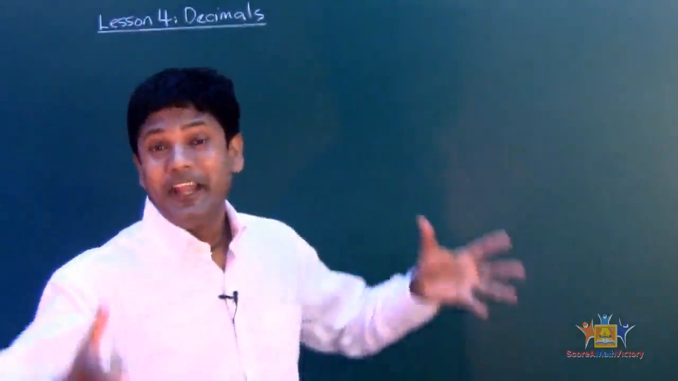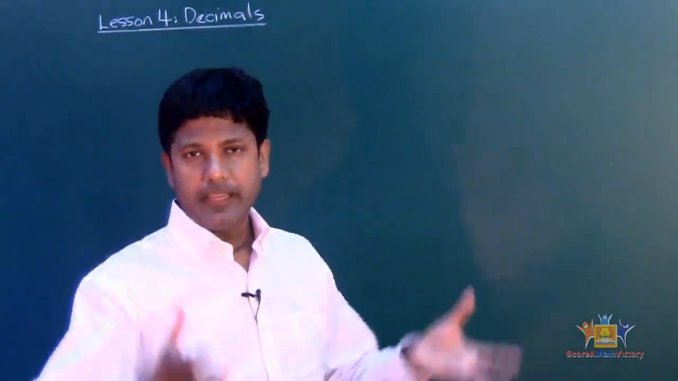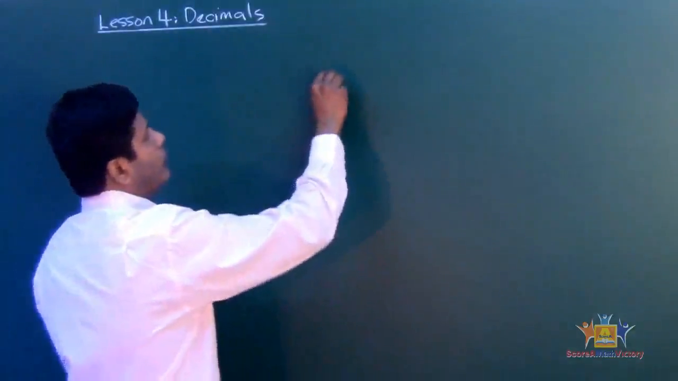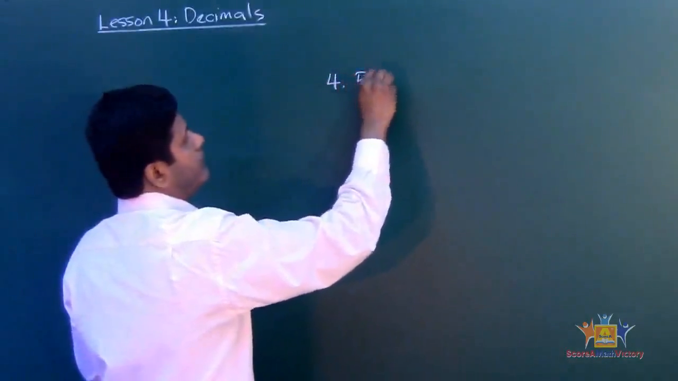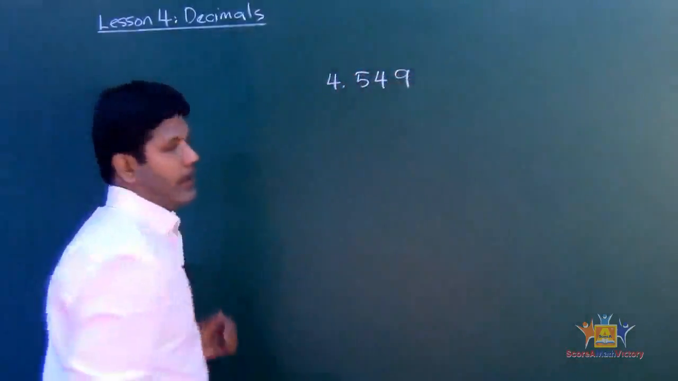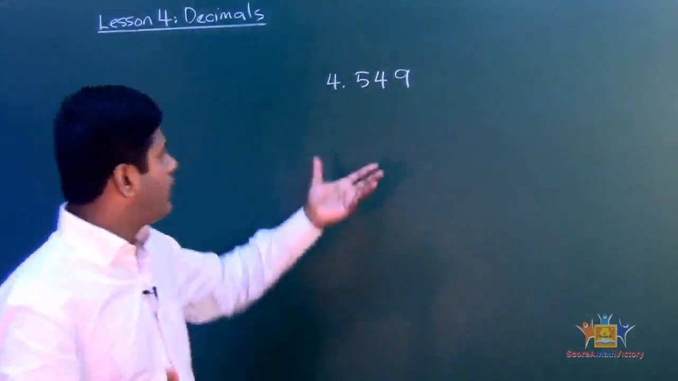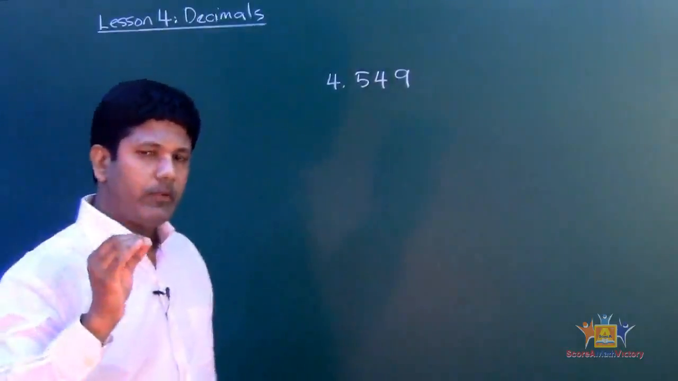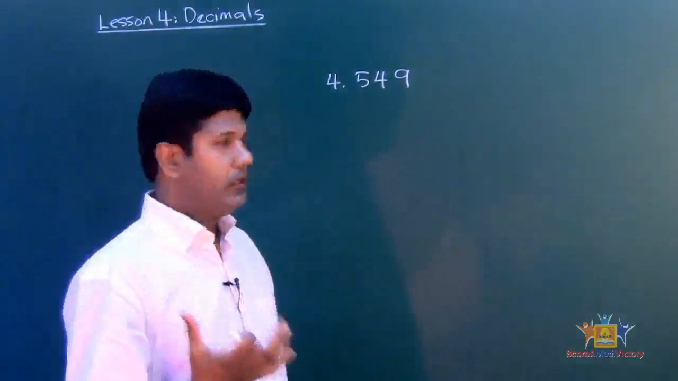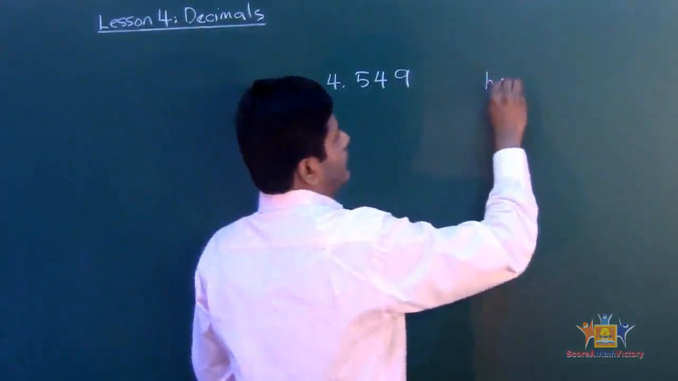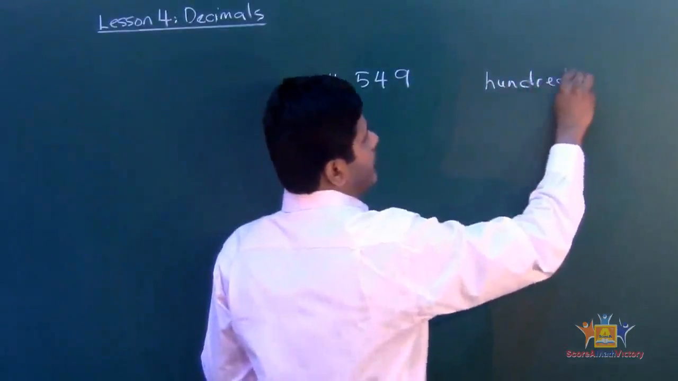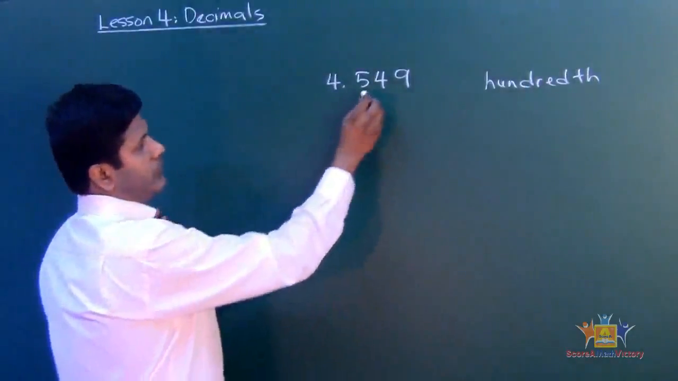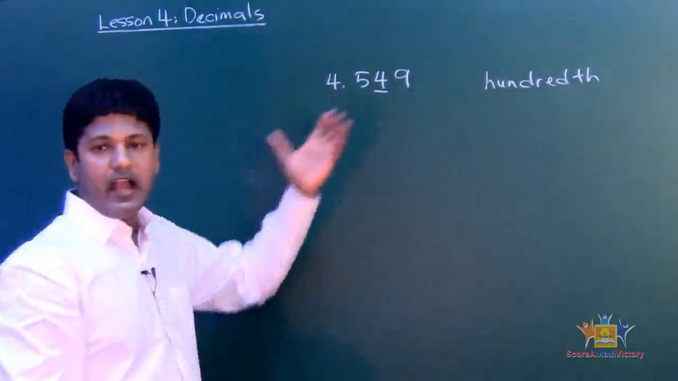Alright, my dear students, now let's talk about rounding off decimal numbers. Let's say for example I give you 4.549 and I ask you to round off at the 100th place. Remember the word I'm using is 100th place. So let's put that down, 100th. Which one is the 100th? Right there, the 4 is the 100th place.